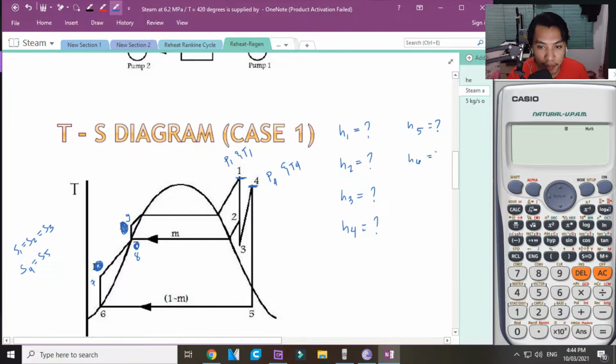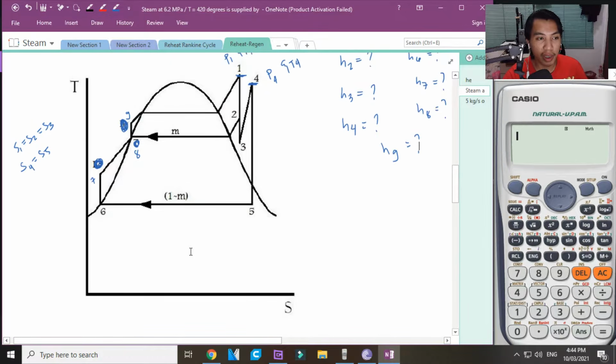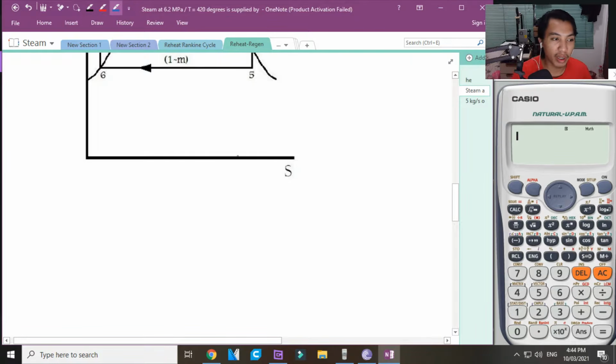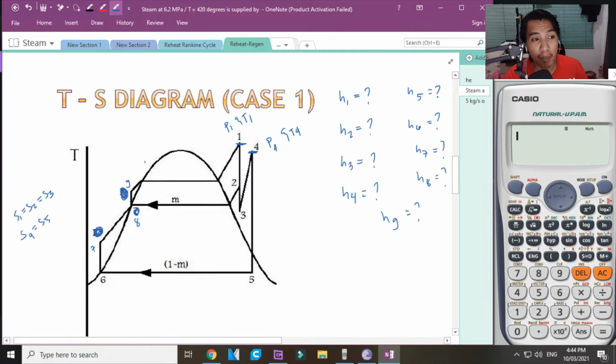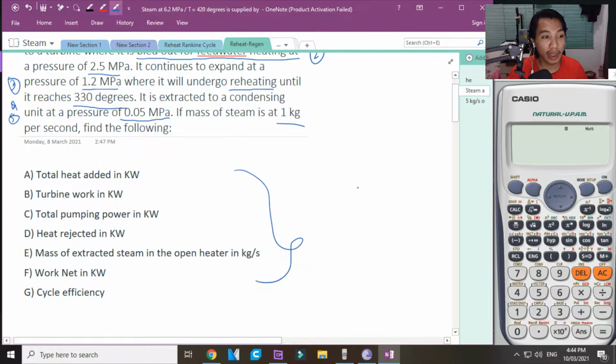H6, H7, H8, H9. Yan. Hanapin na natin yung mga values nila. So, let us go with the determination of H1. For enthalpies, ano daw ba yung mga hinahanap dito? Sir, the total heat added, that is yung QA total, that is equal to the Q ng boiler plus Q ng reheater. Let me just erase this one.